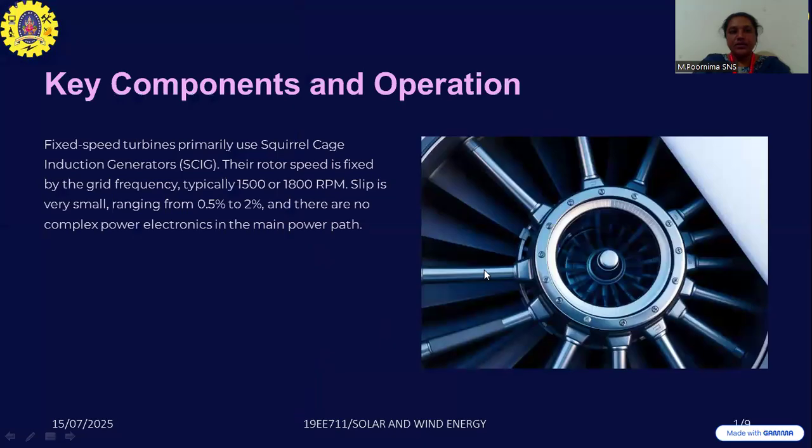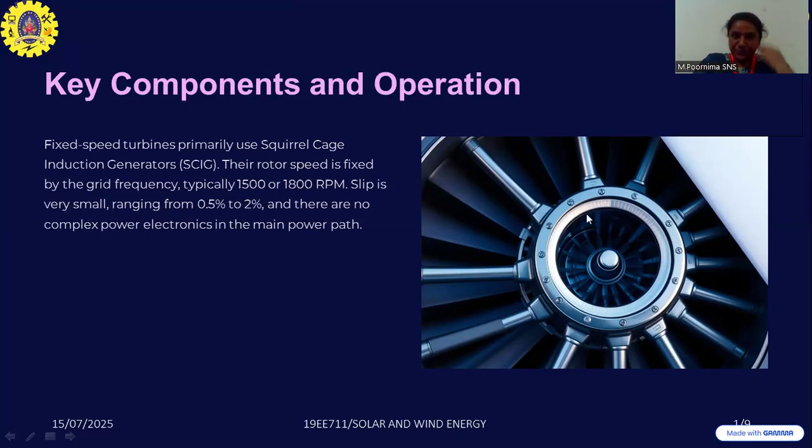The next is key components and operations. What are the key components needed and what are the operations? The fixed speed turbine primarily uses a squirrel cage induction generator. Its rotor speed is fixed by the grid frequency, which is typically 1500 or 1800 RPM. Slip is very small, in the range of 0.5 to 2%, and there is no complex power electronics in the main power path.